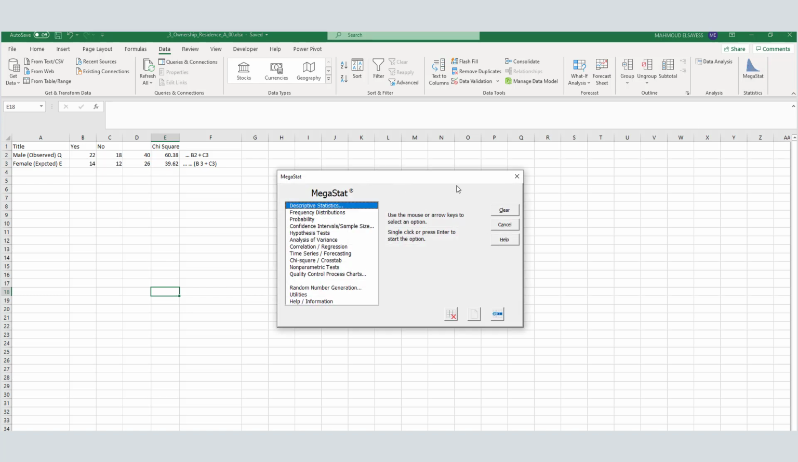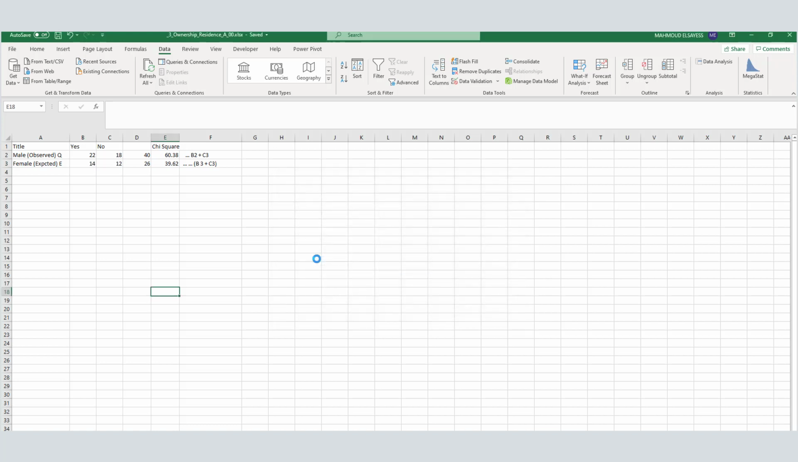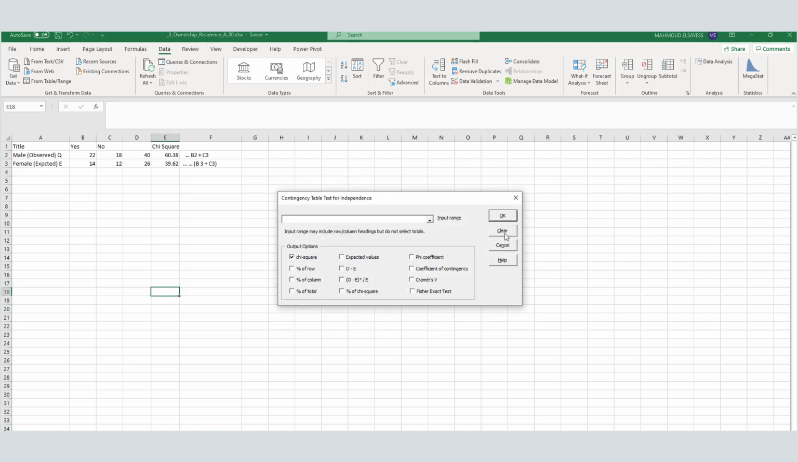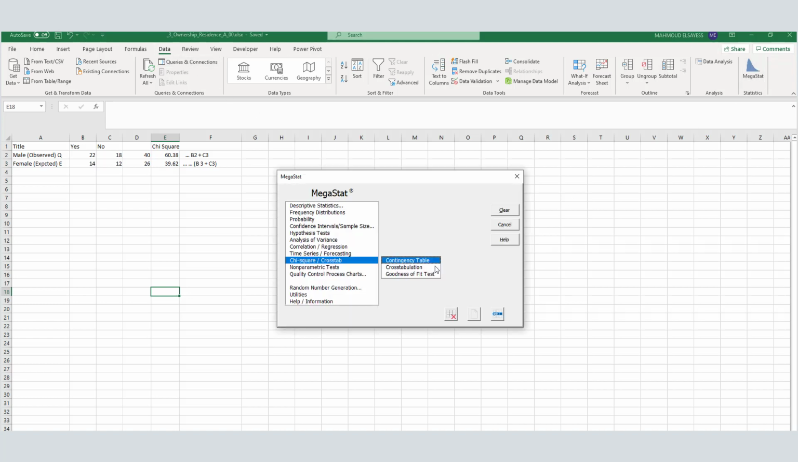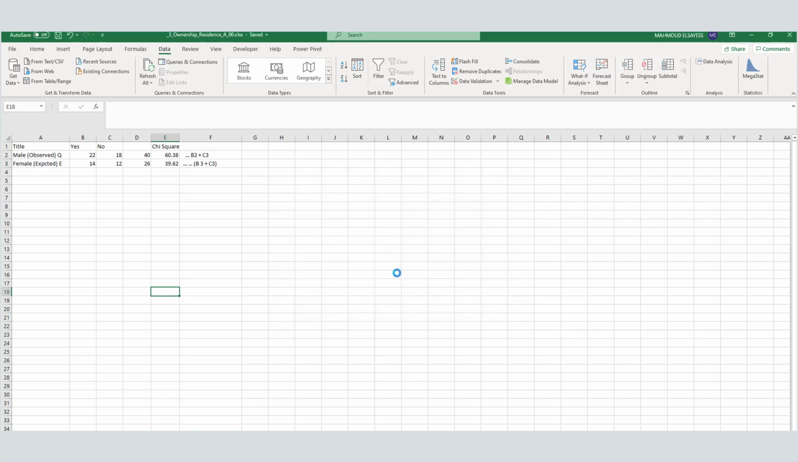From MegaStat, then you come here, I want chi-square. This is chi-square. No, that's not it. Chi-square, chi-square. One more time. This is the chi-square.